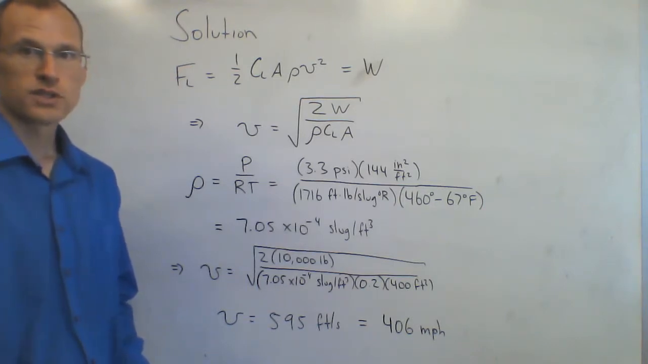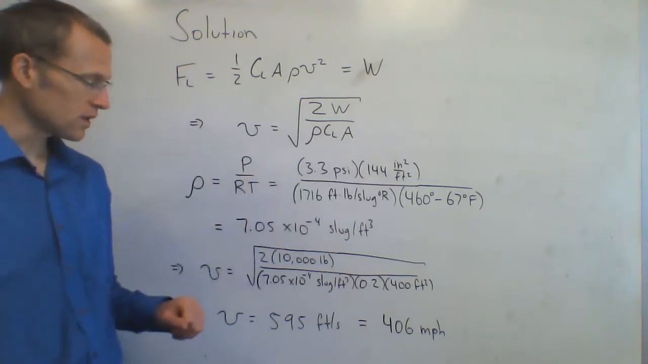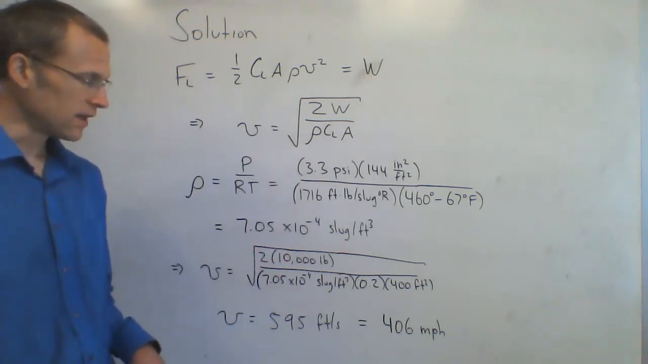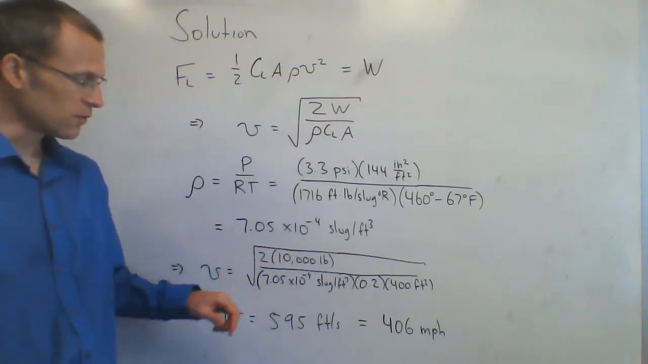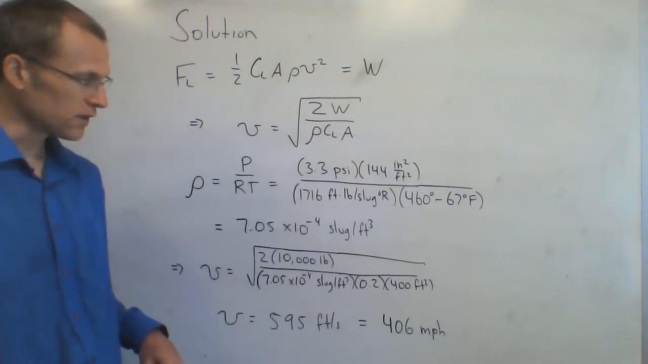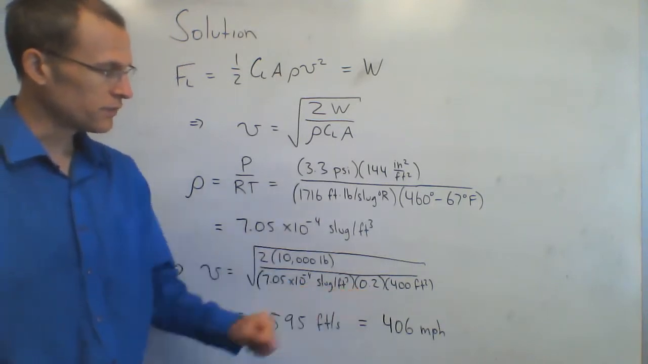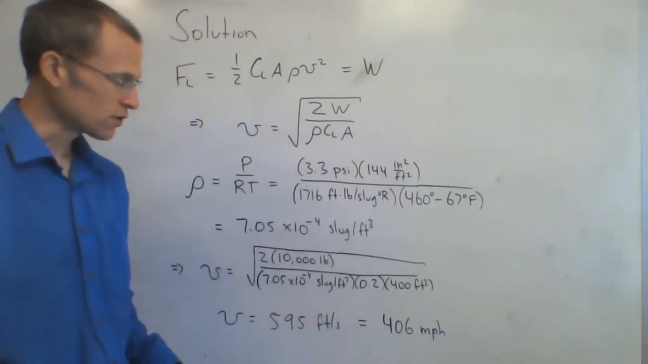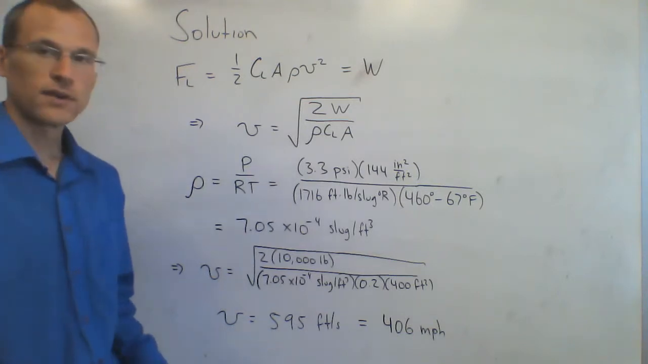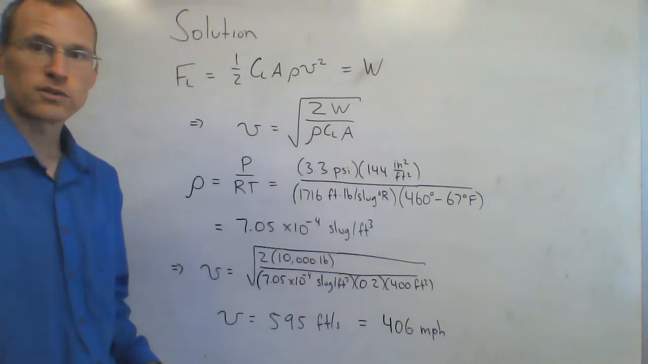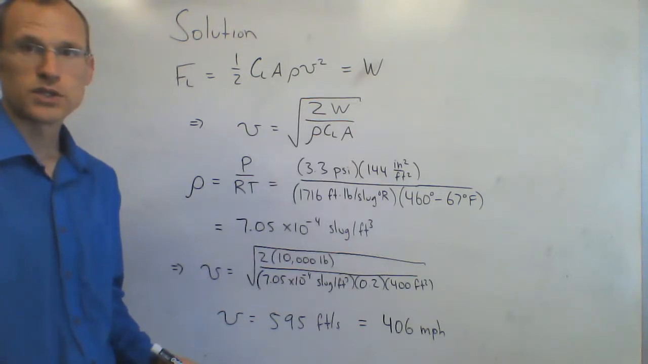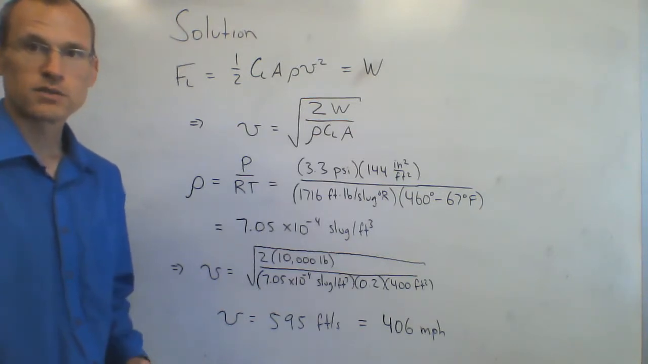Now plug all those numbers into my equation for velocity. So 2 times the weight of 10,000 pounds, density 7.05 times 10 to the negative 4 that we just found, CL was 0.2, and then area of 400 square feet gives a velocity of 595 feet per second, which we can convert to miles per hour. It's 406, which is a reasonable speed for an airplane, so generally happy with that.